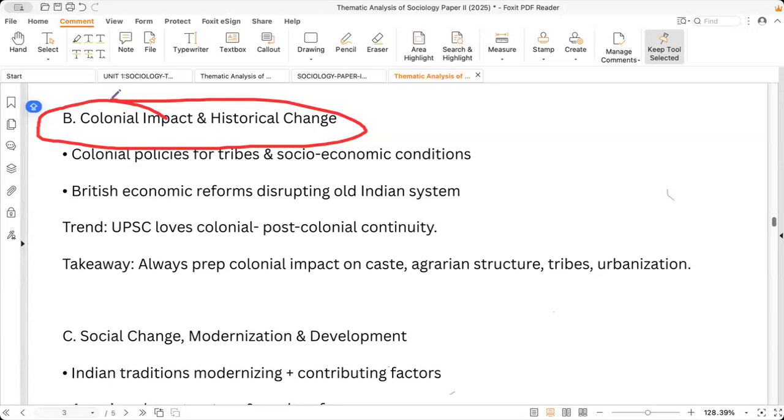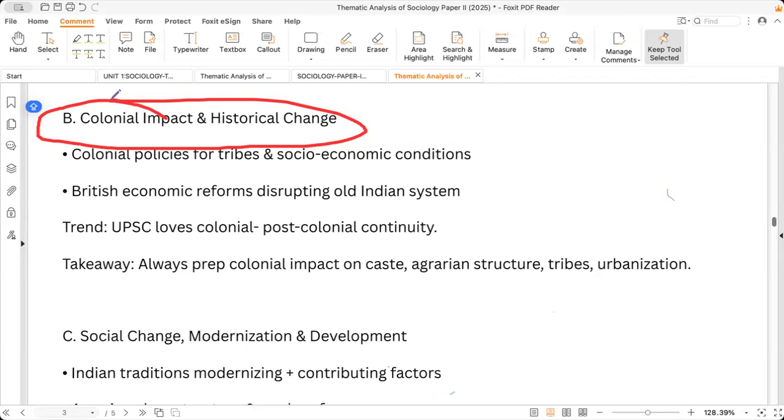The forest rights which were taken away by Britishers were not restored until 2004-5. And until now, if you see a lot of case studies given in Sociology Paper 2, the rights have not been completely transferred to the tribes. That is why it is very, very important to study this.